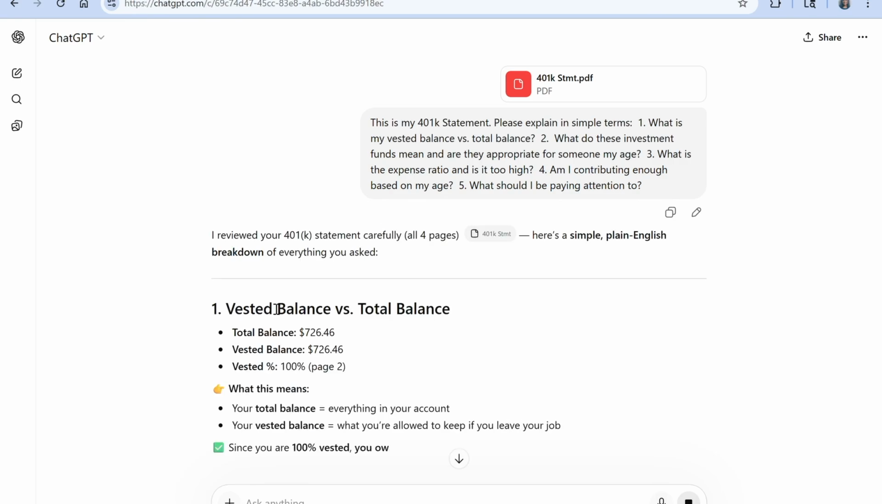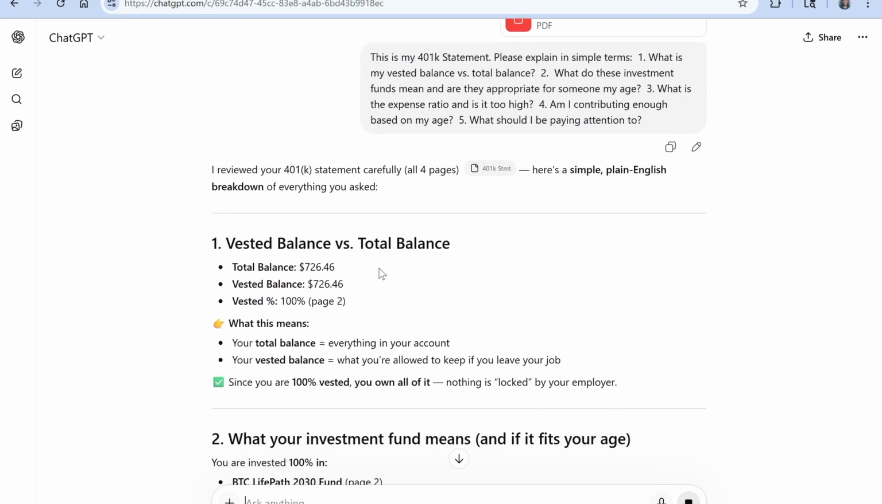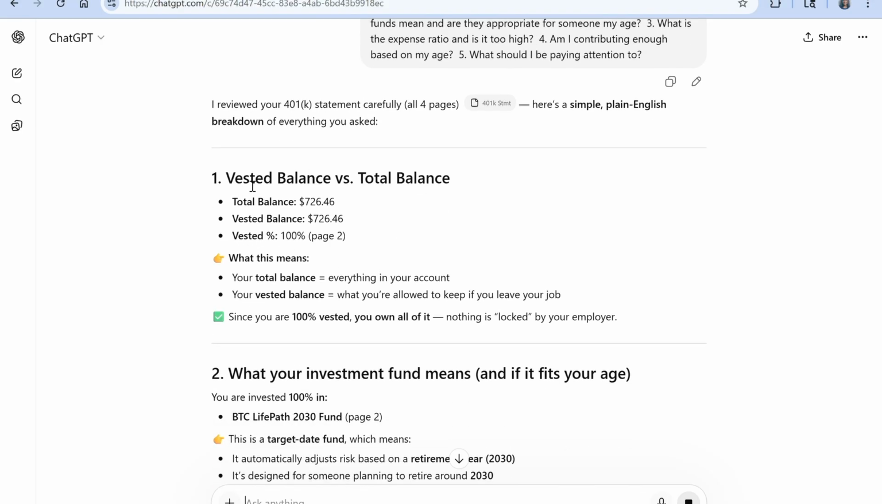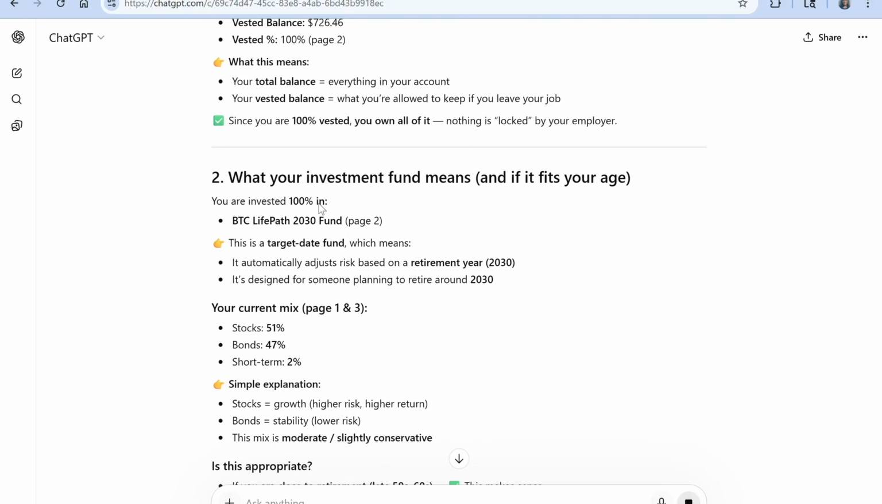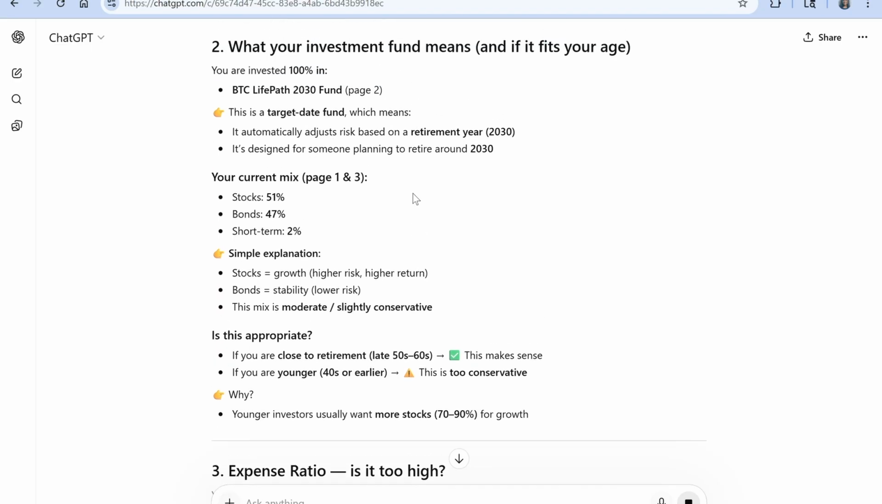And just like that, I have my answer. So as you can see, to answer my vested balance versus my total balance, it tells me I'm fully vested. I asked the question about my investment funds. What does that mean? It's telling me I'm 100% vested in this fund. And this fund is basically set to reach my retirement by 2030.